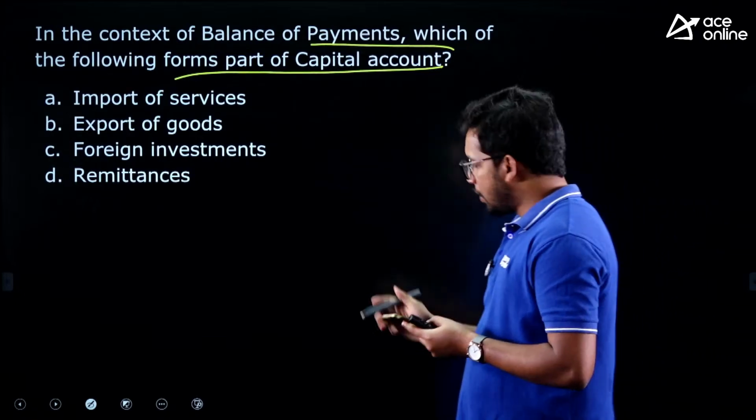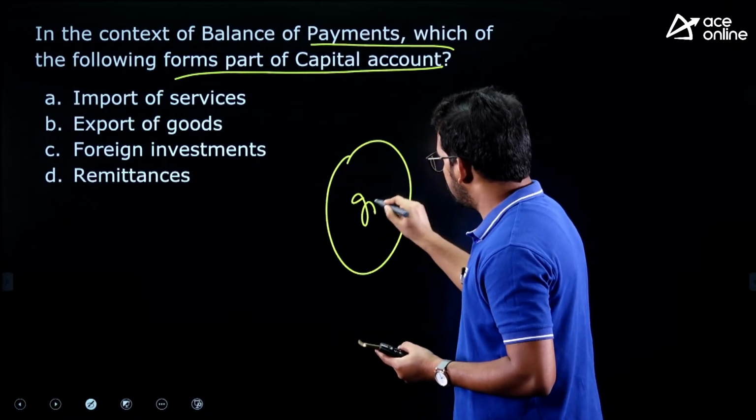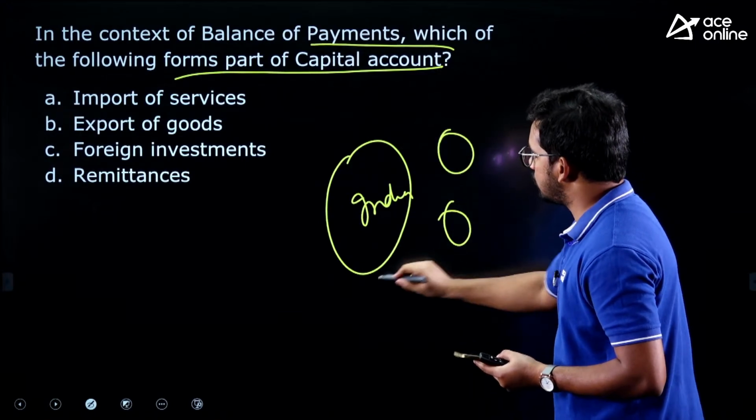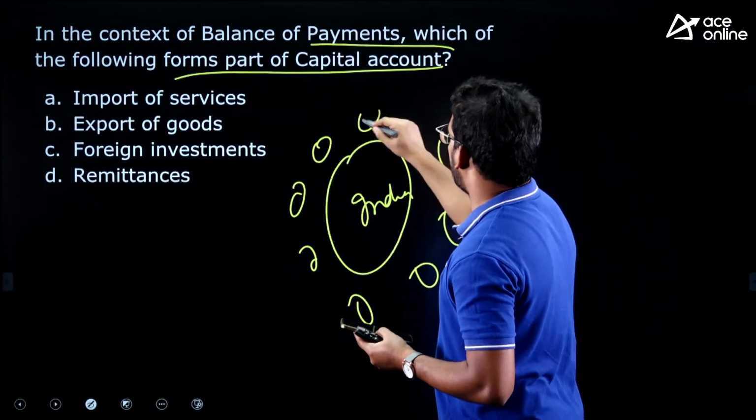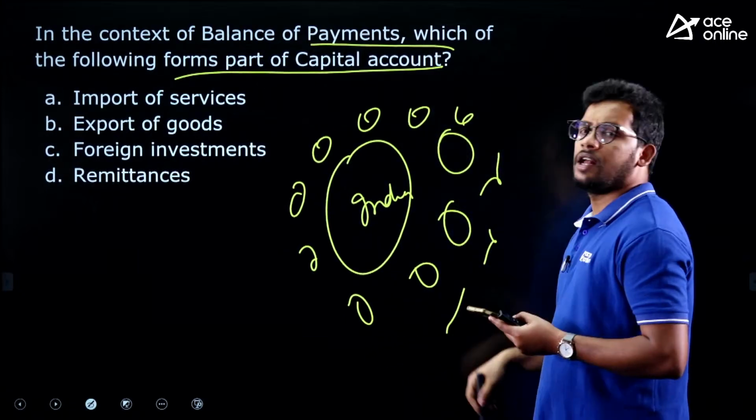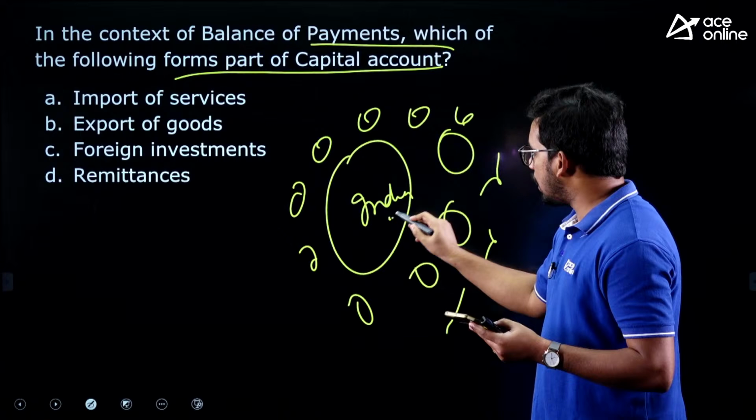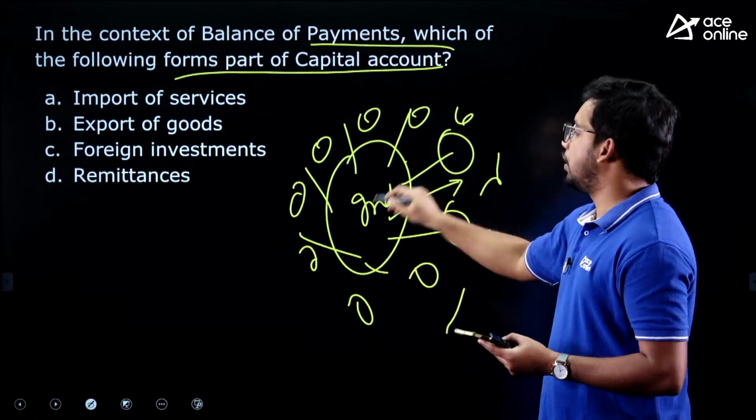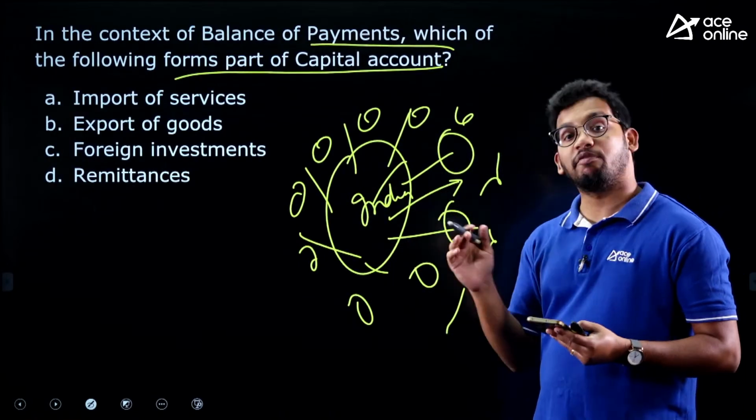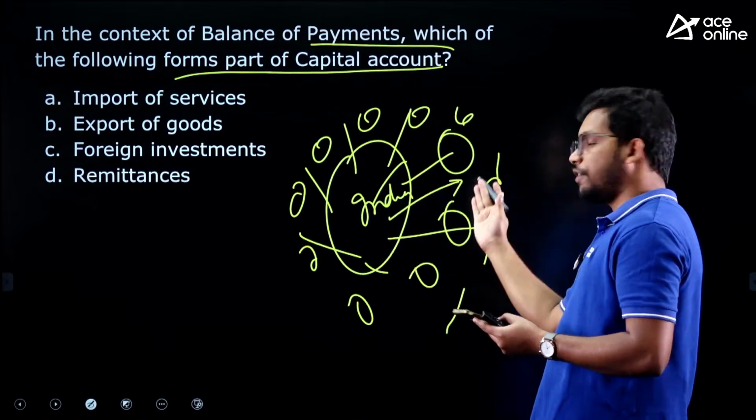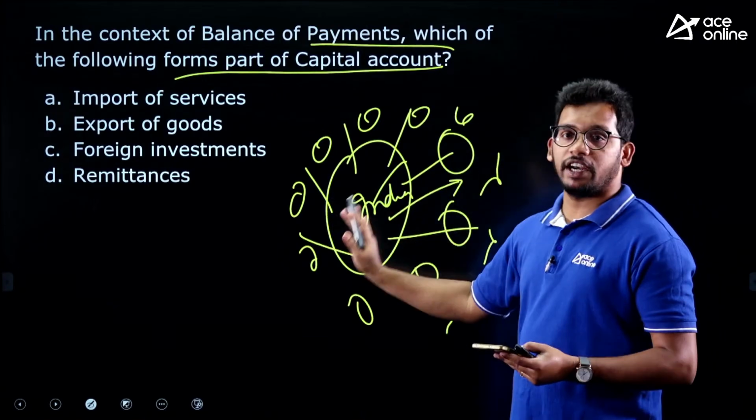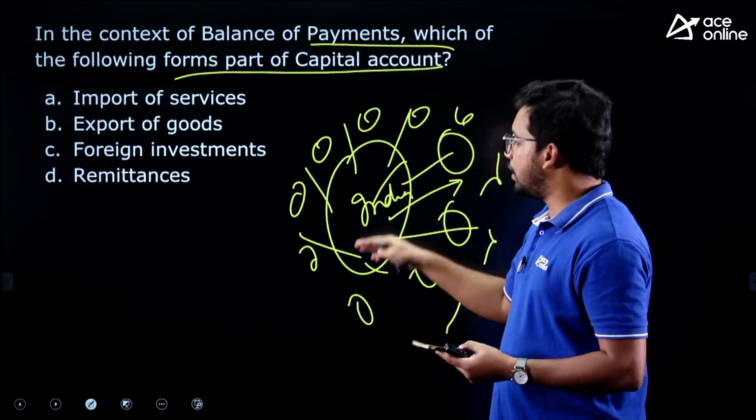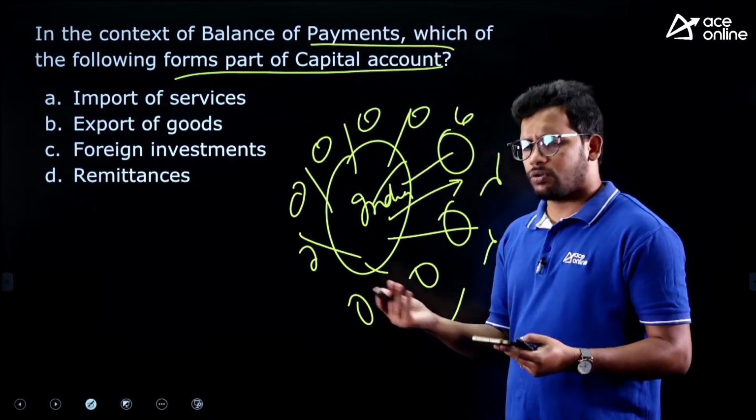Let me explain. This is India. Just assume the circle is India, and these are a number of countries: USA, UK, China, Pakistan, Nepal, Bangladesh. There are 200 countries. From India money is going out, and from all these countries money is coming into India. This is called balance of payments. How much money is going out of India, and how much is coming inside India from all other countries. So we will tally. Is the money coming from outside more, or is the money going out more? We will see.